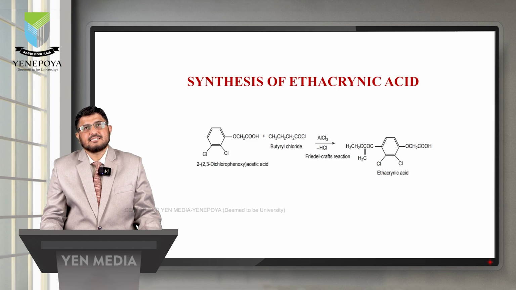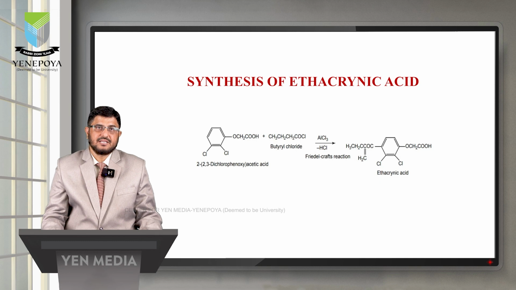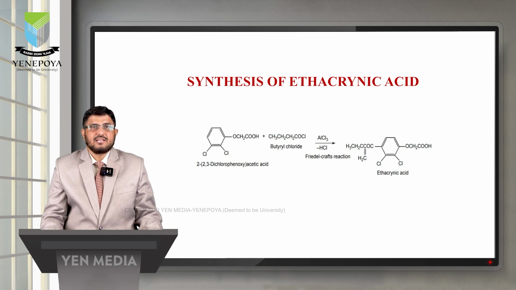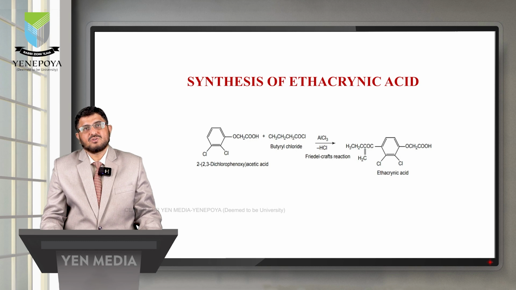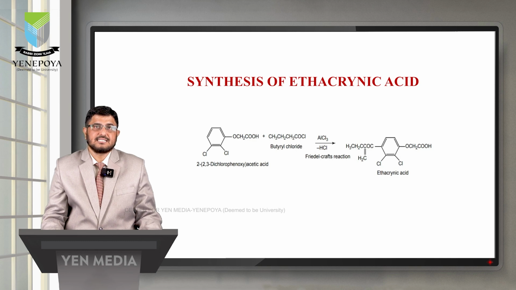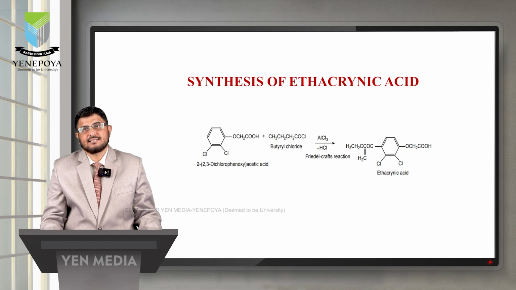And coming to the next, the synthesis of ethacrynic acid. Ethacrynic acid is synthesized from 2,3-dichlorophenoxyacetic acid. When 2,3-dichlorophenoxyacetic acid is treated with butyryl chloride, it undergoes the Friedel-Crafts reaction to finally give us ethacrynic acid, the final product.